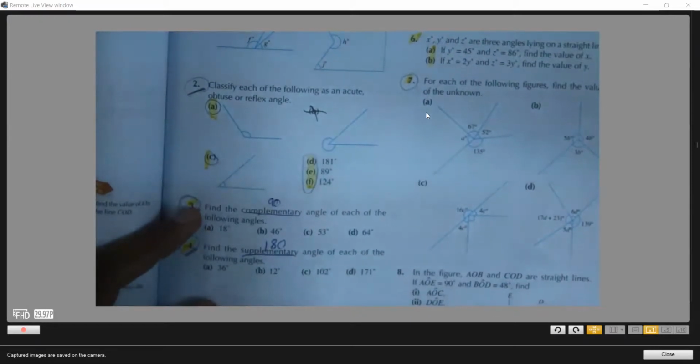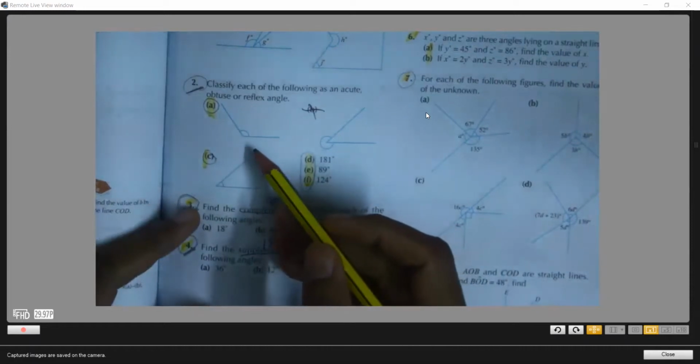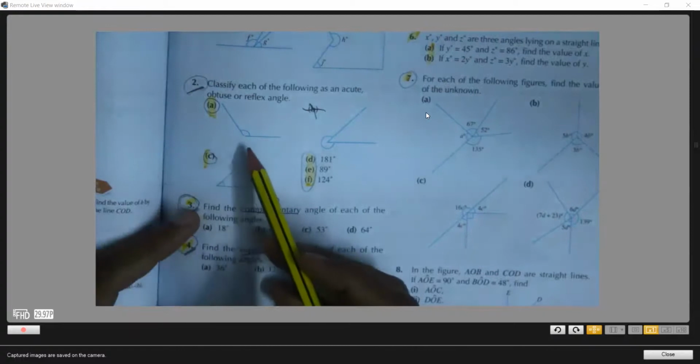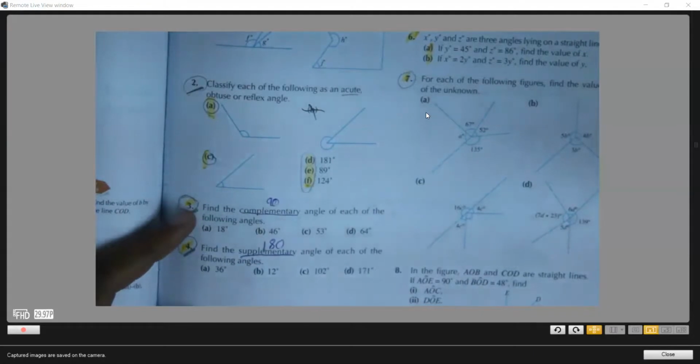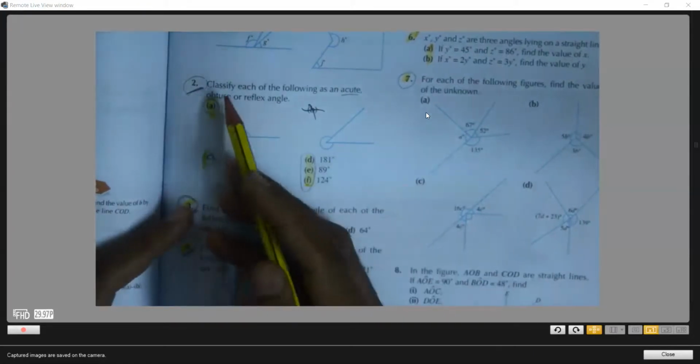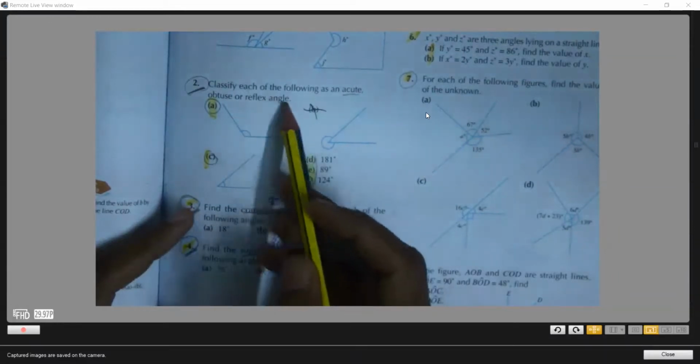The first one is 124. And he's correct. You have to classify it as acute, obtuse, or reflex. You don't have to measure it. You have to say this is an obtuse angle. Read the question. Classify each of the following as an acute, obtuse, or reflex angle. You have to just mention if it is acute, obtuse, or reflex.